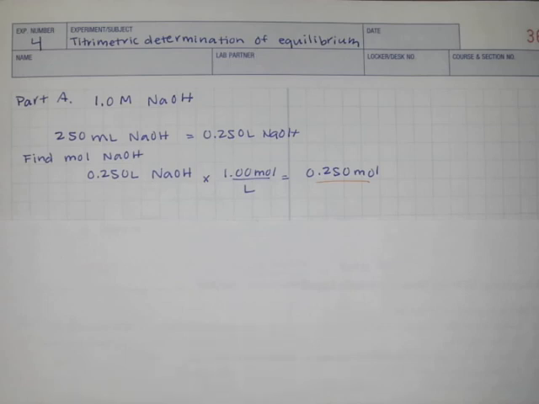This video is for experiment 4, which is the Titrimetric Determination of Equilibrium. Before you came to lab, I know this is a little late now, you were supposed to do 2 calculations. Not everybody got this one right, so I'm just going to explain right now how to do them in case you weren't sure or mixed something up.